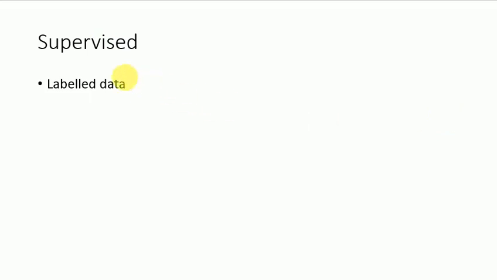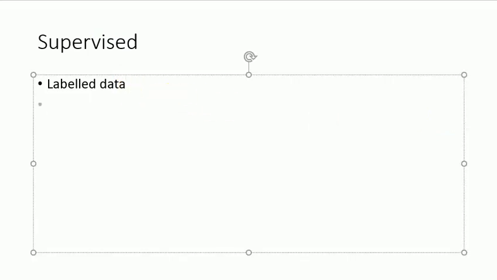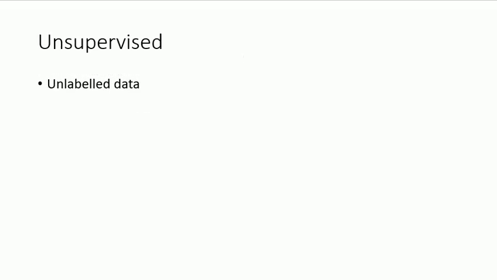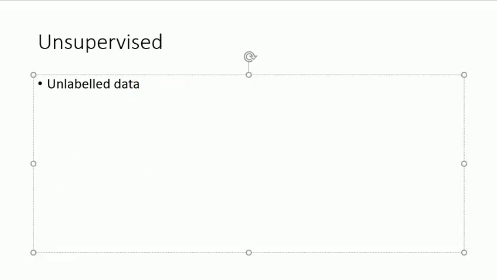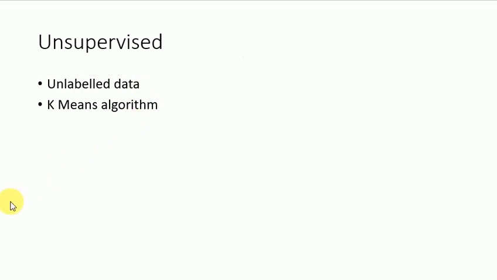Now coming back to supervised. As I told you, it works on labeled data, and the example here is the KNN algorithm. I'll explain KNN in a different video tutorial. In case of unsupervised, we have the example of the k-means algorithm. This also I'll explain in one more separate video tutorial.